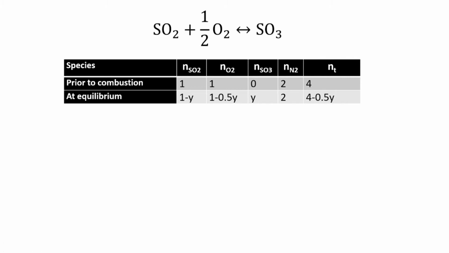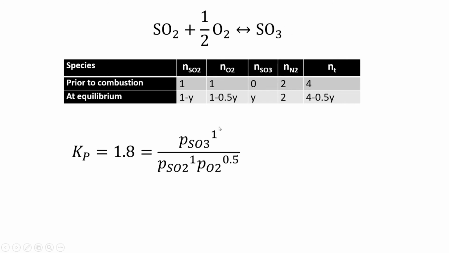So in the problem, I'm given an equilibrium constant, and I am told that Kp is equal to 1.8. So this equilibrium constant I know is related to this equilibrium reaction. And P means the partial pressure, so this is given in terms of partial pressure. In the numerator, I will have the partial pressure of the product, SO3, raised to the power of 1 because there's 1 mole here. And in the denominator, I have the reactants, so the partial pressure of SO2 raised to its stoichiometric coefficient, which is 1, and the partial pressure of oxygen raised to its stoichiometric coefficient, which is 1/2.